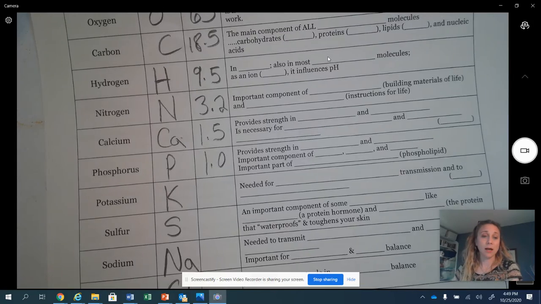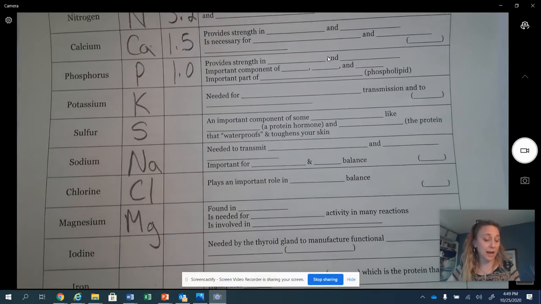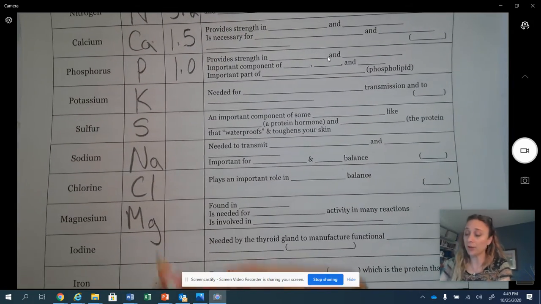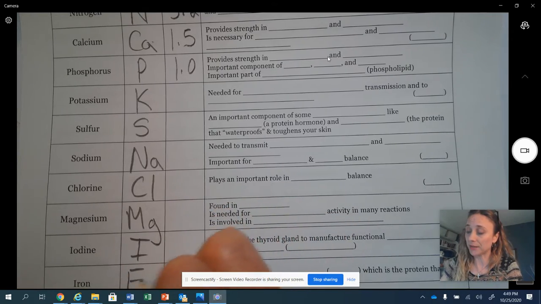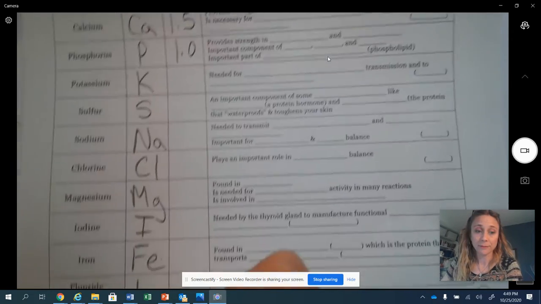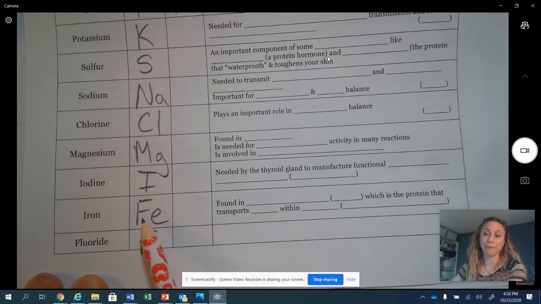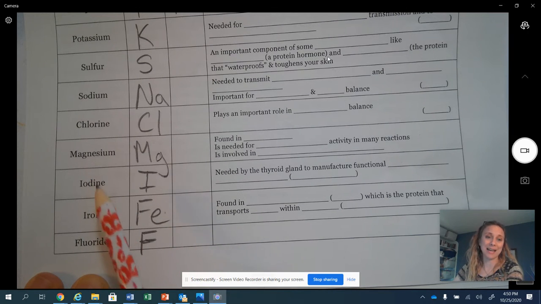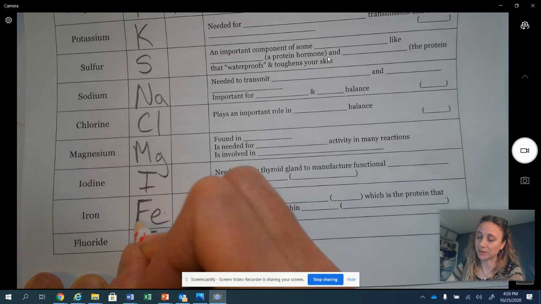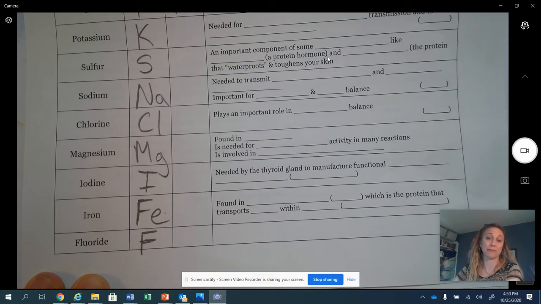You do need magnesium, and you do need iodine in your system, and iron, and you need all these trace elements like fluoride, and that's the abbreviation fluoride is F. Iron has to be capital F, lowercase e, for ferrous, to distinguish it from iodine, so it couldn't be an I, and to distinguish it from fluorine. Okay, those are all less than 1%.